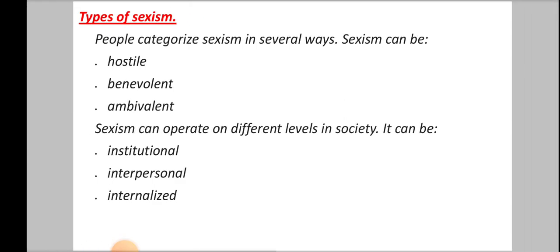The types of sexism. Sexism is categorized in several ways. It can be hostile, benevolent, or ambivalent. It can operate on different levels of society. Also, it can be institutional, interpersonal, and internalized.